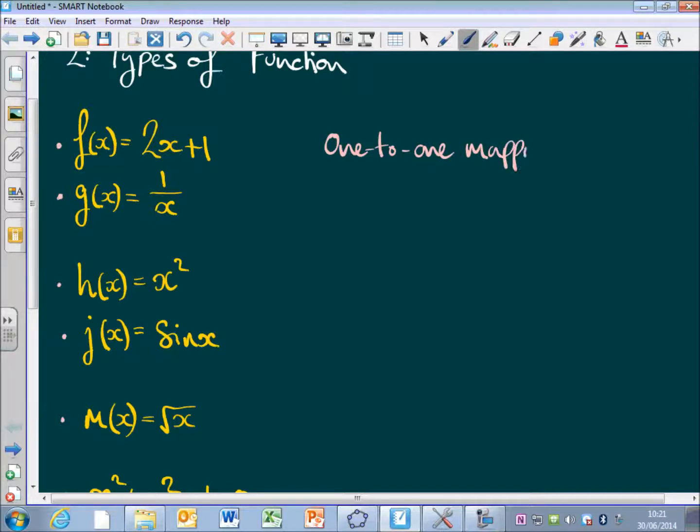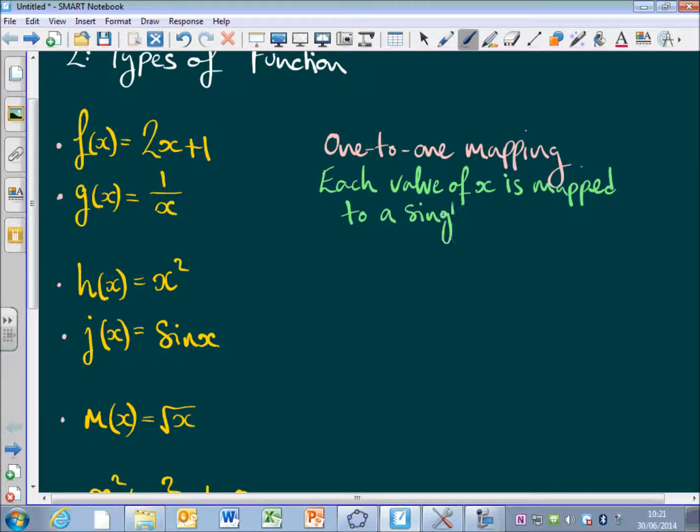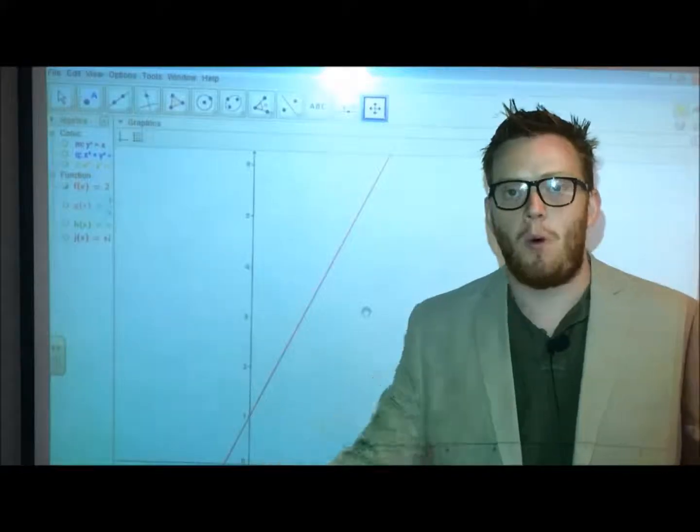Or a one-to-one function. And basically what that means is each value of x is mapped to a single value in y. Okay.